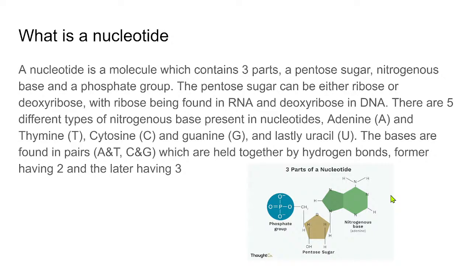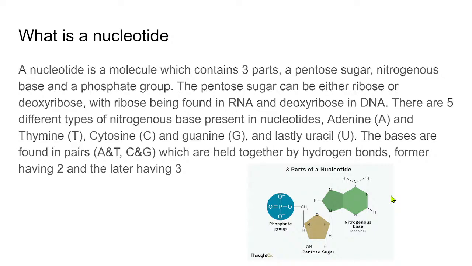The pentose sugar can either be ribose or deoxyribose. Ribose is found in RNA, and deoxyribose is found in DNA. There are 5 types of nitrogenous bases: adenine and thymine, and cytosine and guanine, and lastly uracil. Those first 4 are found in DNA. The last one, uracil, is found in RNA, replacing thymine. We'll get onto that later.